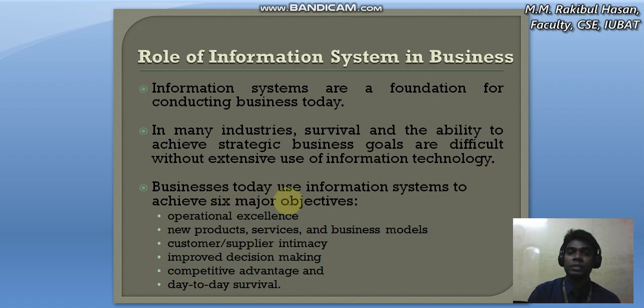So businesses today use information system to achieve 6 major objectives. So these are the 6 objectives. To achieve these 6 objectives we are using information system in our business nowadays. What is the first one? Operational excellence. It is indicating that if you use information system in your business organization, it will give you operational excellence.